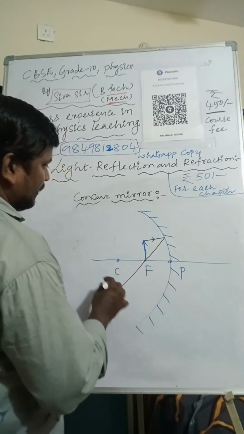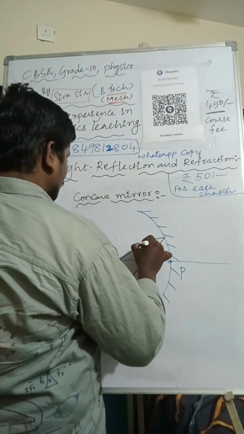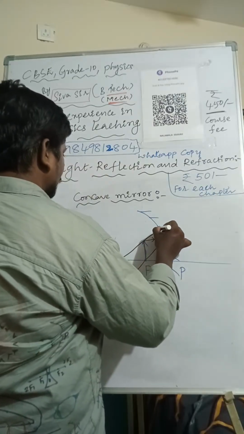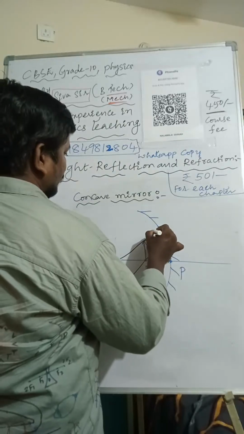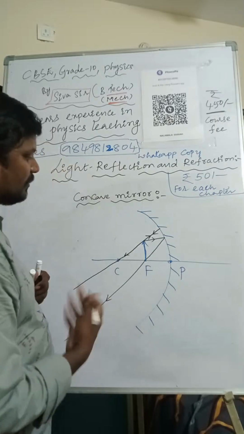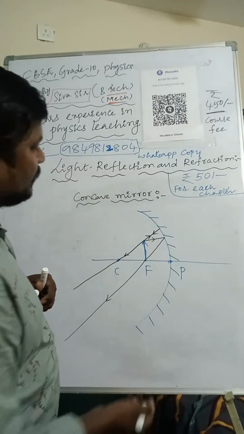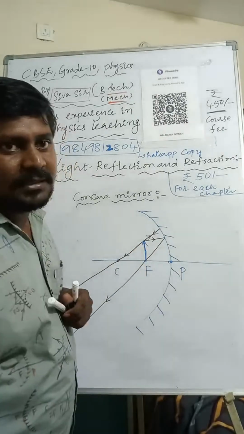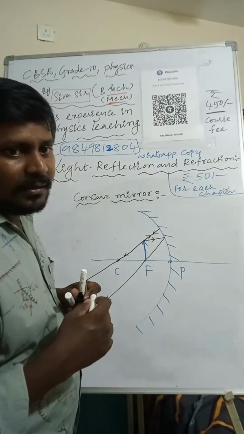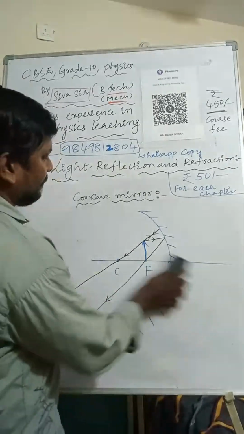Another light ray I am taking like here, like this. So those light rays will meet at infinity. Even through the pole also we can consider one more. Right? Yes. So next one, last case.